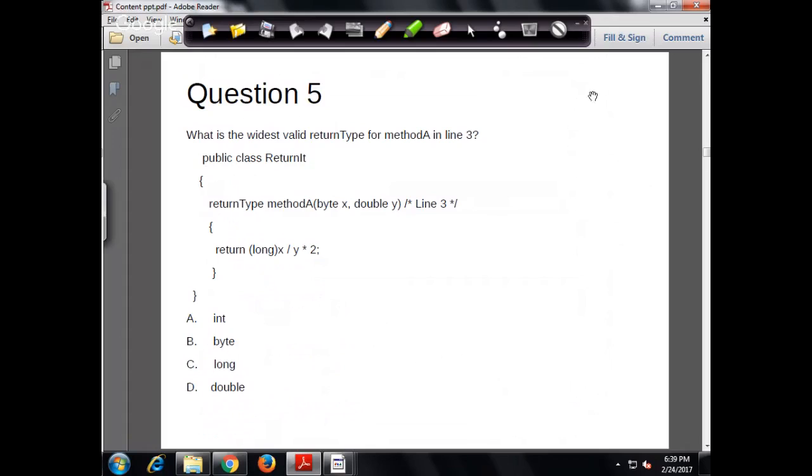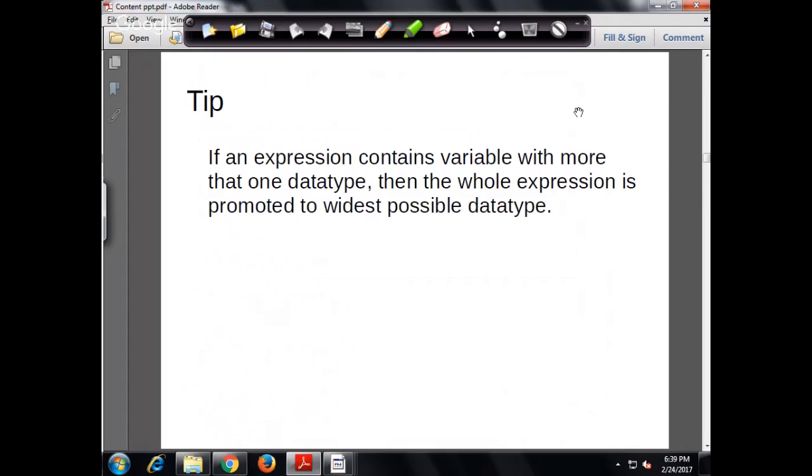Okay, so let me just give the tip. So here's the tip. Just read the tip.